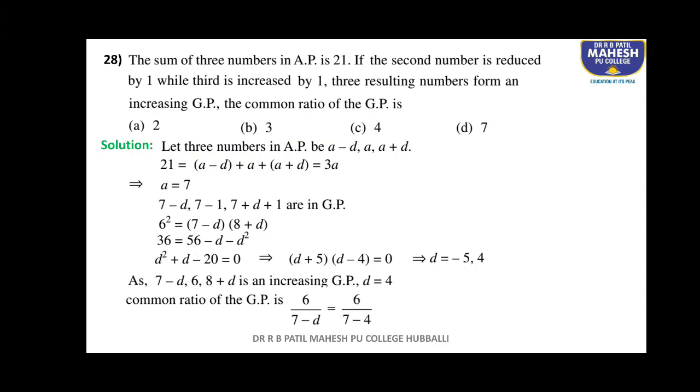Therefore, with d equal to 4, it is 6 divided by 7 minus 4. Therefore, it is 6 by 3. Therefore, the common ratio is 2. Therefore, the right option is A.